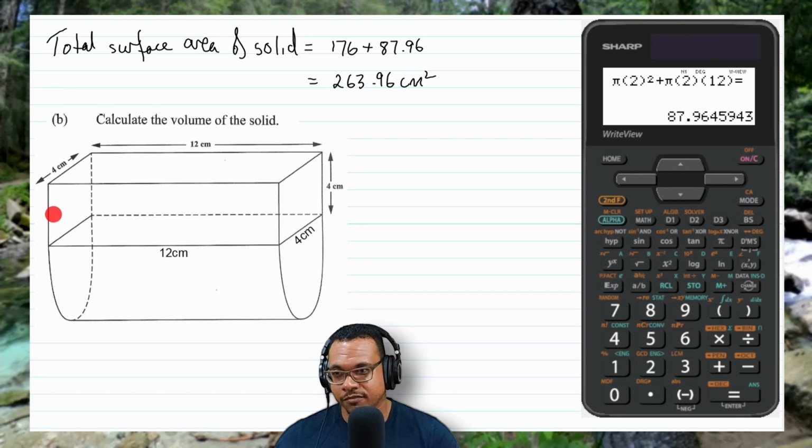So that will be the volume of this rectangular prism, which is length by breadth by height. So 12 by this 4 times the height of 4. So that's 12 by 4 by 4 with the volume of this rectangular prism. And then the volume of the semi-cylinder, the volume of a cylinder is pi r squared h. So let's find half of that, and that will be the volume of the semi-cylinder. So I'll do it in 2 parts.